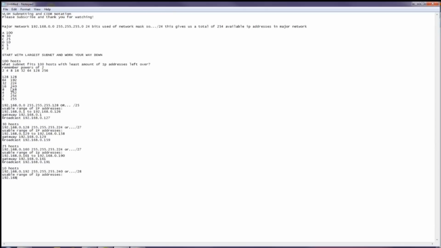And that gives a usable range of IP addresses going 192.168.0.193 to 192.168.0.206. That gives a gateway of .193, and the broadcast address will be .207.